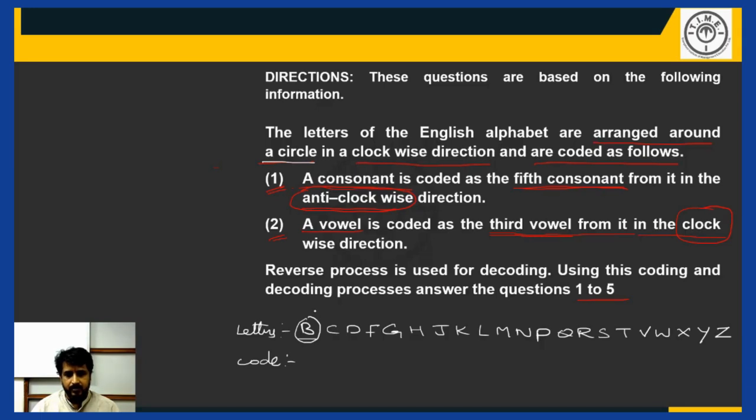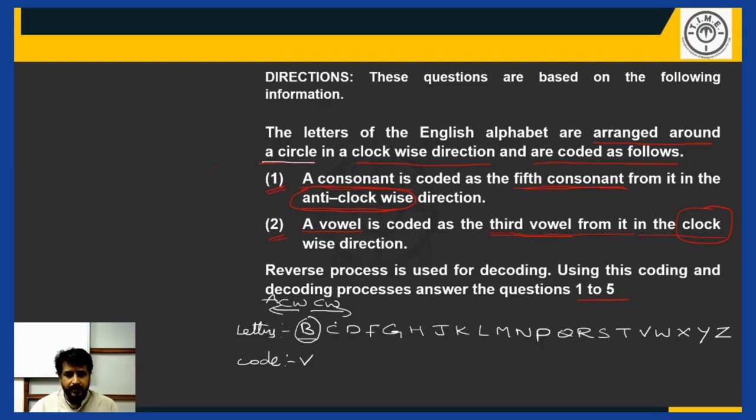అంటే ఒక కాన్సనెంట్ ఫిఫ్త్ కాన్సనెంట్గా కోడ్ అయిందంట. ఏ డైరెక్షన్లో? యాంటీ క్లాక్వైజ్ డైరెక్షన్లో. మీకు తెలుసు ఆల్ఫాబెట్స్ ఆర్ సైక్లిక్ ఇన్ నేచర్. బీకి యాంటీ క్లాక్వైజ్ డైరెక్షన్లో ఫిఫ్త్ కాన్సనెంట్ ఏముంది? జెడ్, సెకండ్ లెటర్ వై, థర్డ్ లెటర్ ఎక్స్, ఫోర్త్ లెటర్ డబ్ల్యూ, ఫిఫ్త్ లెటర్ వి. అంటే బి ఈజ్ కోడెడ్ యాజ్ వి.